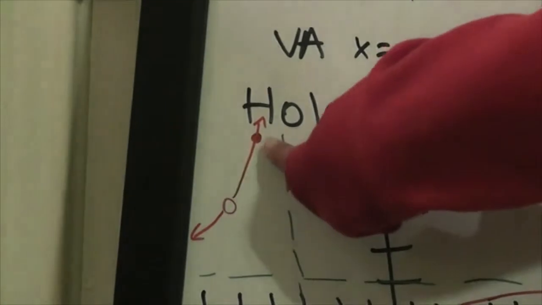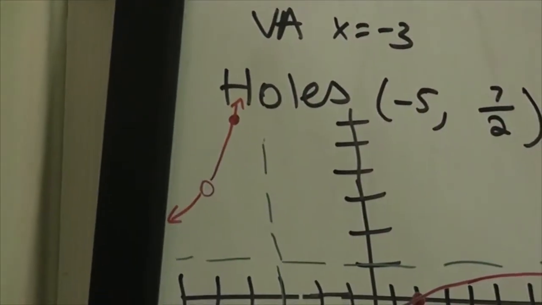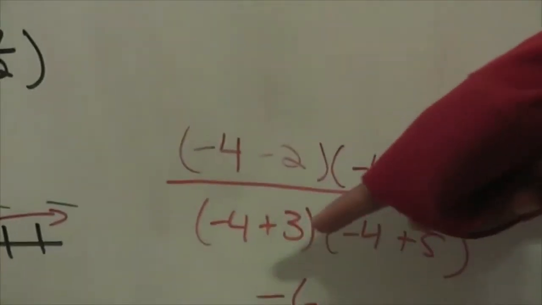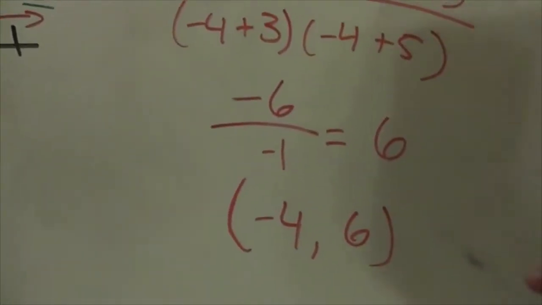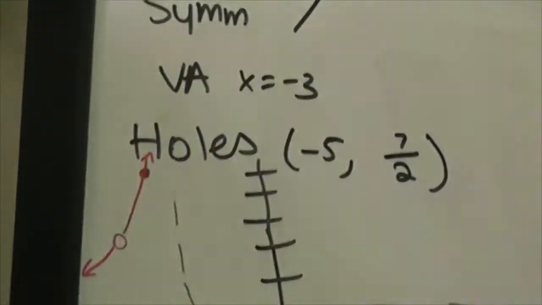And we need one more point just to make sure that it goes like this. So I plugged -4 into the equation and substituted that for x. And when I did that, I found the point (-4, 6), and that's how my graph ended up.